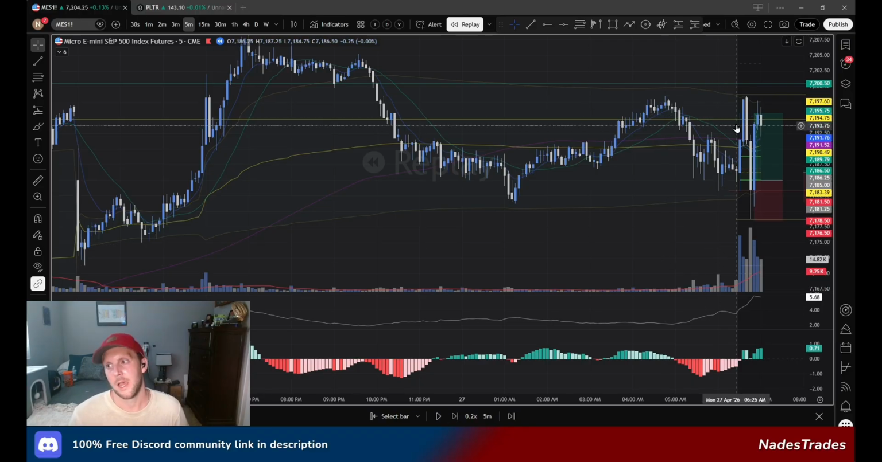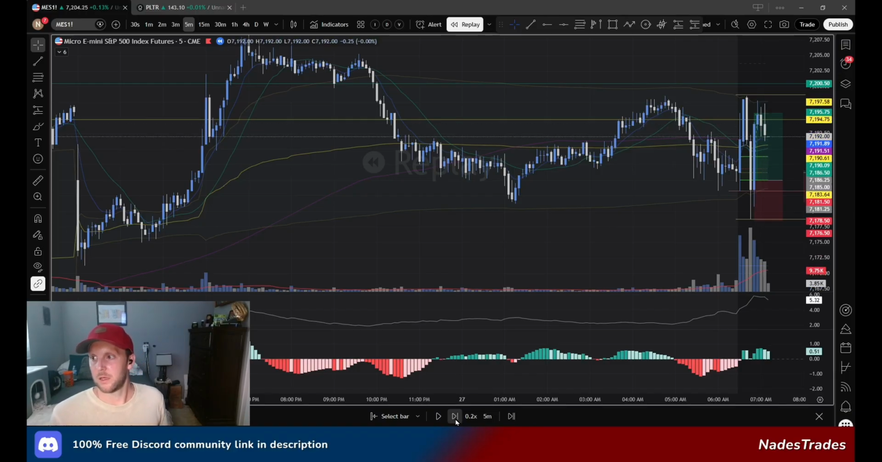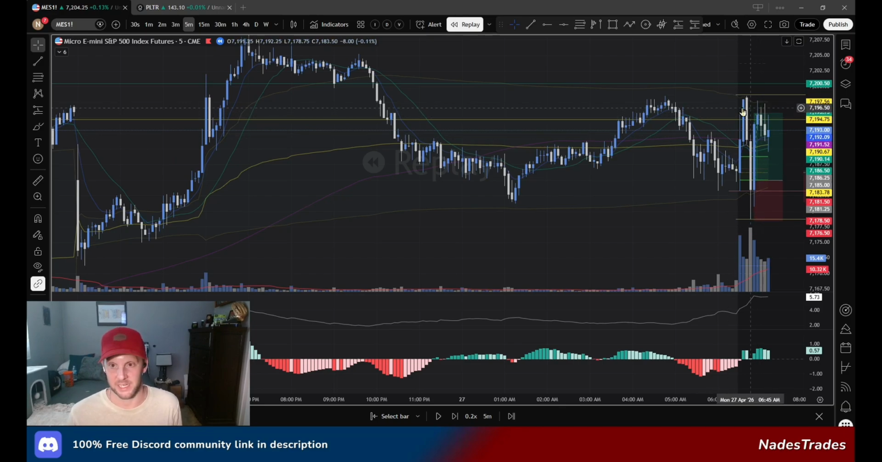Riding it up to here. The reason I exited here is because our 30-minute opening range hadn't been put in yet. It was put in right here. So I was taking profit before the high of the day. Then we push up here, and obviously I scaled out fully here.